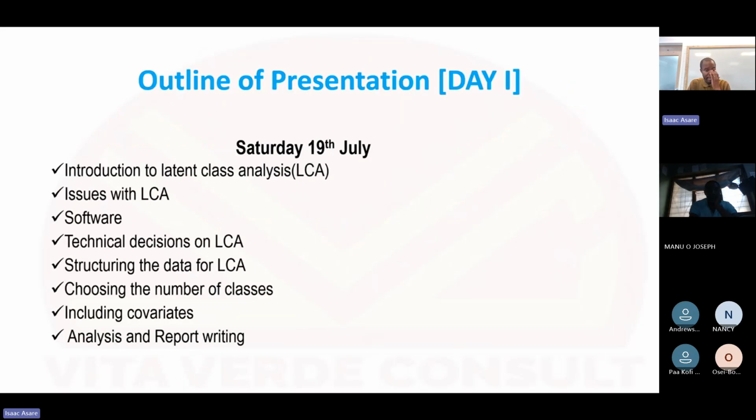Okay, so today outline, we have introduction to the latent class analysis. Then what are some of the issues, available softwares that you could use to handle the technique. And then we look at some of the structure, how you can even choose classes, and if you want to include covariates or other outcome variable or independent variable, how do you do that? And then how the analysis is done, and then the report writing.